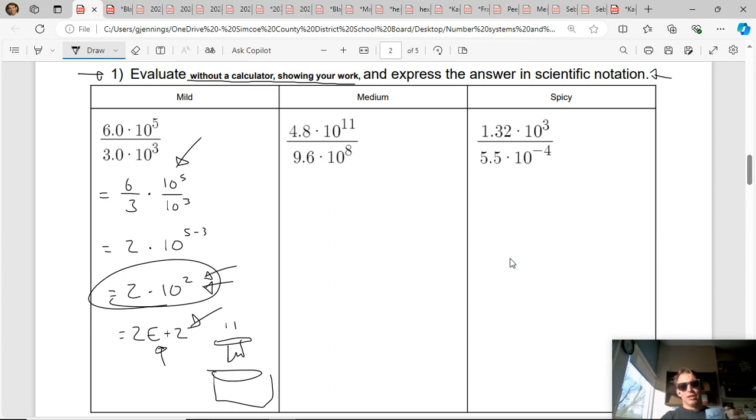Okay, here, this one's a little bit more medium. So here we go, 4.8 divided by 9.6. I happen to know 4.8 times 2 is 9.6. So I could rewrite this as 4.8 divided by 4.8 times 2. Okay, so that I get cancel, 1 on 2, multiplied by 10 to the 11 minus 8. We're going to subtract the exponents there.